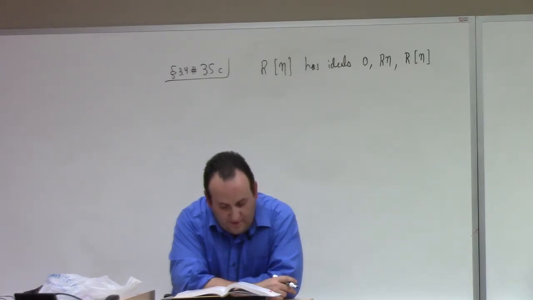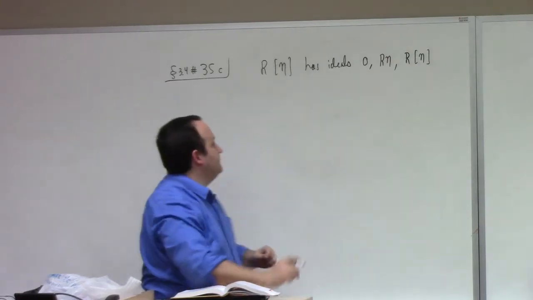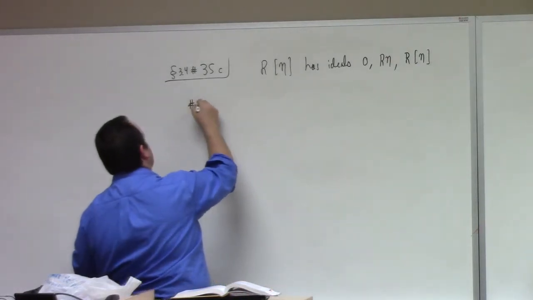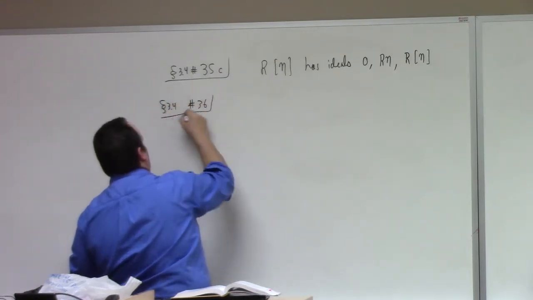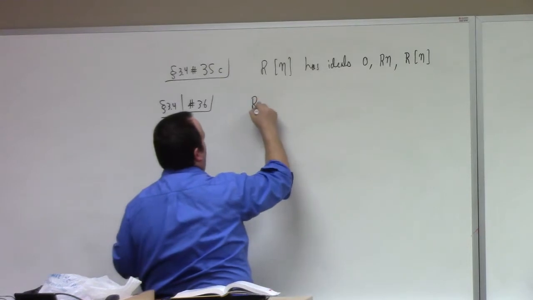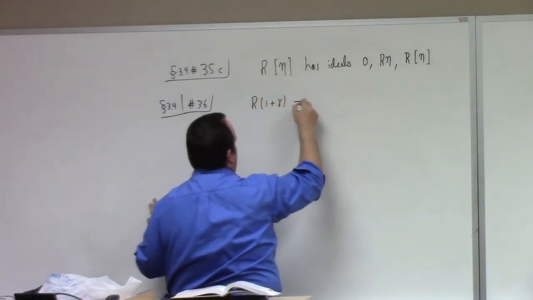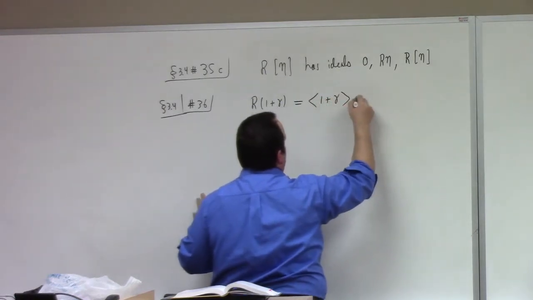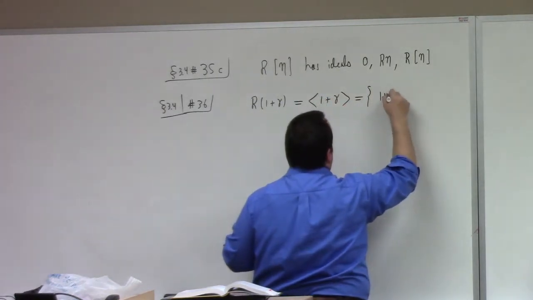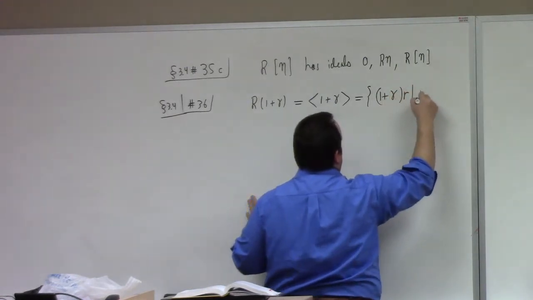Hey, you know what? This is another... but no, the middle, the R times 1 plus gamma and R times 1 minus gamma, you could equally well express for number 36, again section 3.4, R times 1 plus gamma as this, meaning that it is the set of 1 plus gamma times r such that r is in R, right?